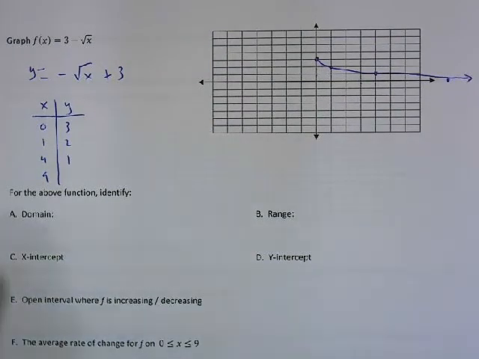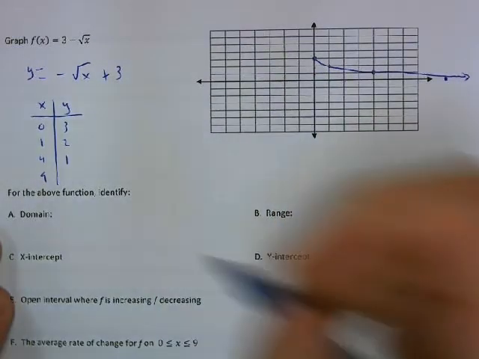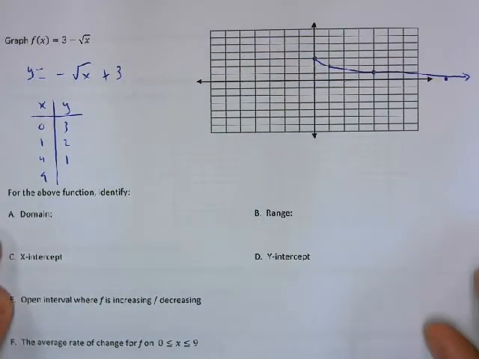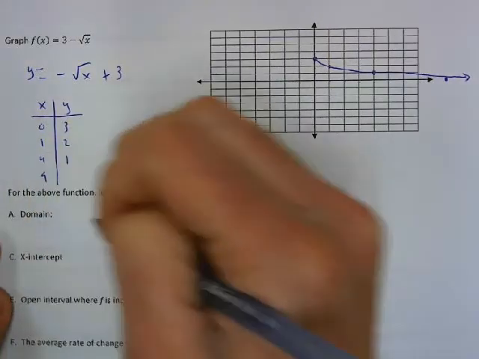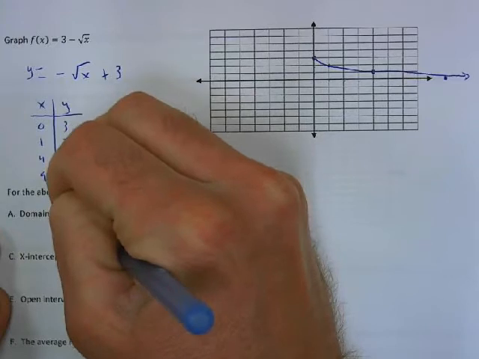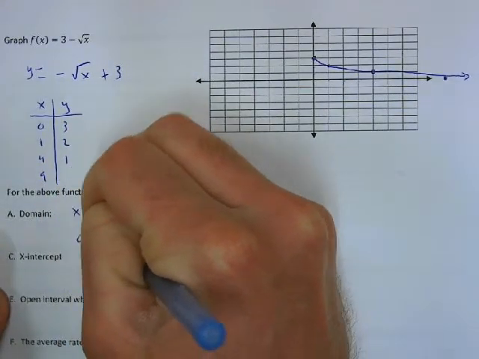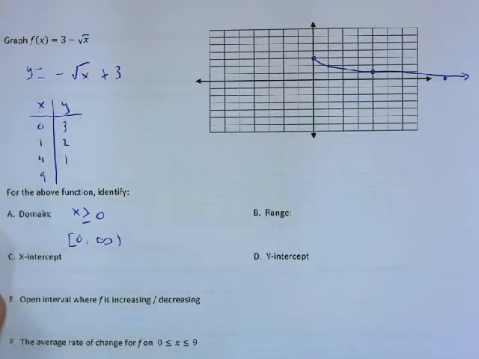What is the domain? Well, x can be anything from here over, so from 0 to infinity. I'm going to write it in interval notation just because that's the way that sometimes it's required on the test. Actually, we'll put both. X is greater than or equal to 0, or from 0 to infinity. Yes, we're including 0, so brackets around the 0.